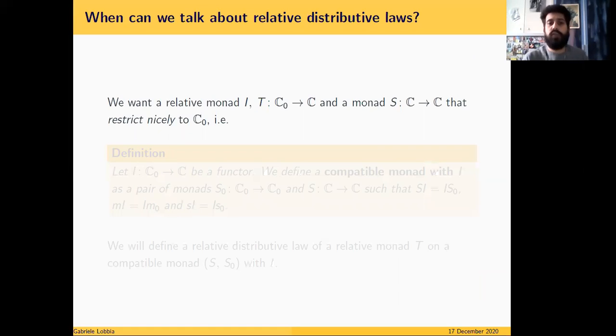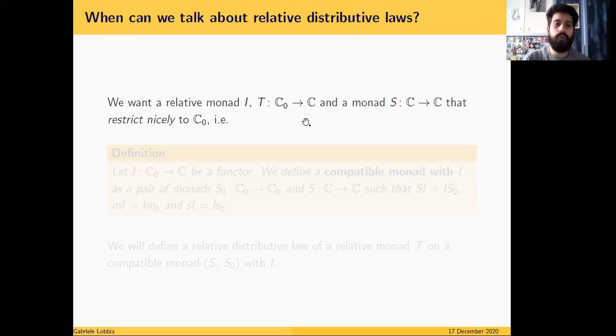First of all, we need to find the right setting, because it doesn't always make sense to talk about relative distributive flows. We need the relative monad and the monad to interact in a nice way. For example, let's pretend that I is an inclusion. Then if you consider a monad S on C, we want S to restrict nicely to C naught. So if we consider C naught as a subcategory, we want the restriction of the monad to C naught to be a monad on C naught, with the multiplication and unit derived from the monad structure on S.